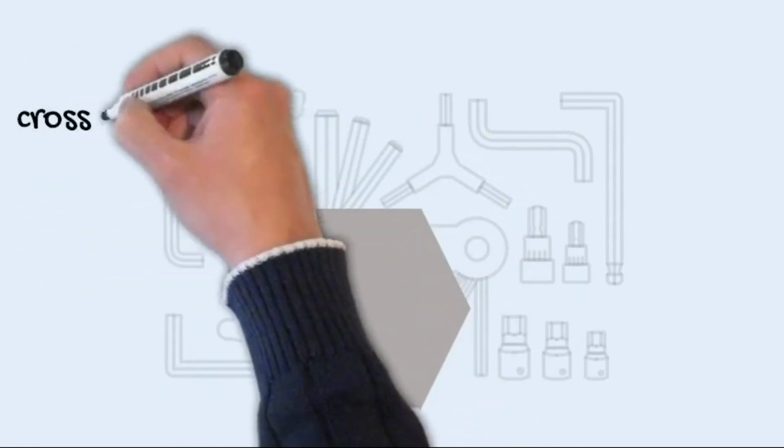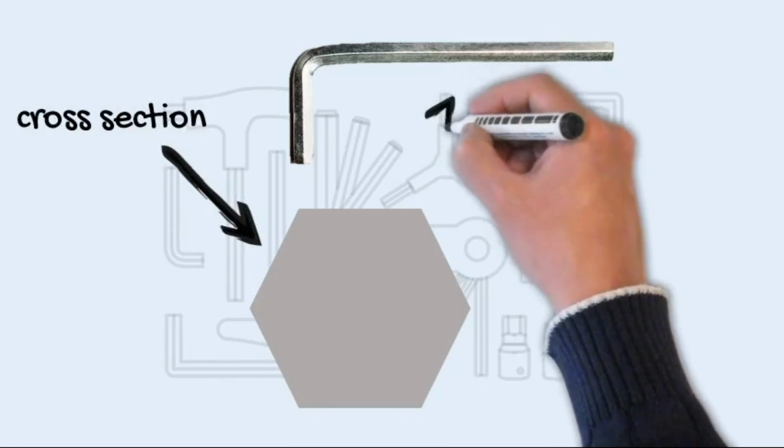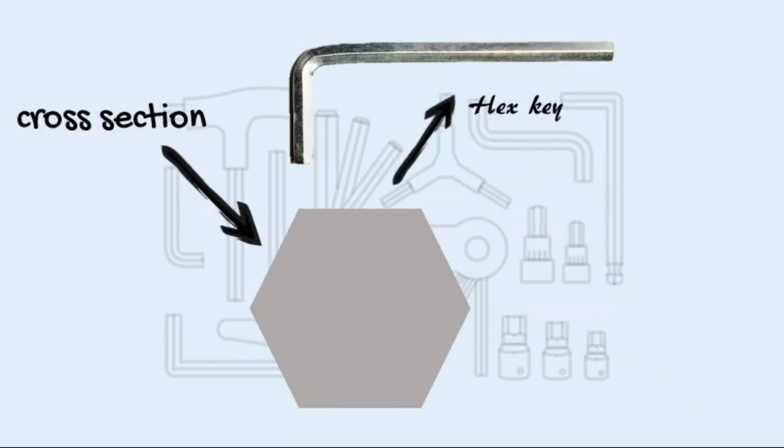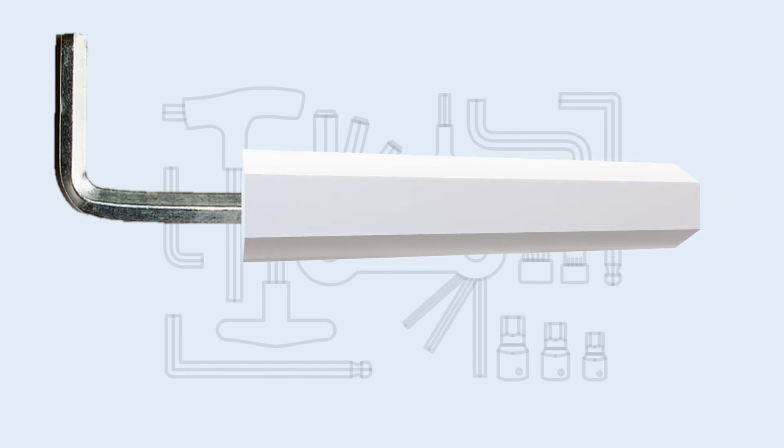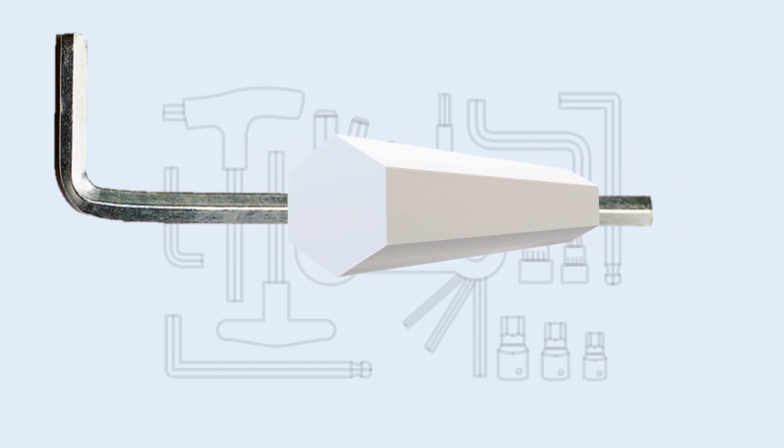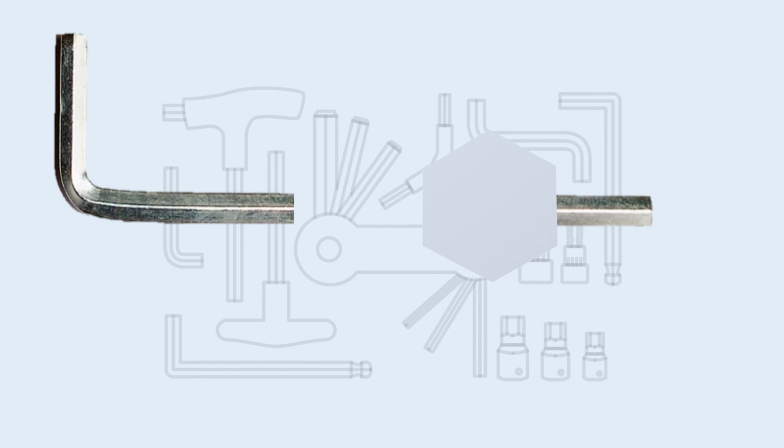This is a cross-section of a hex key. Now a cross-section is when something is cut and then looked at the end view. So here we've cut the hex key and we can look at the end view and see that the hexagonal shape carries all the way through the view.